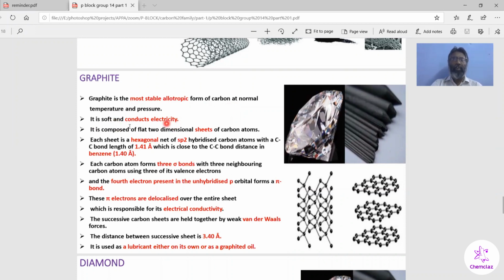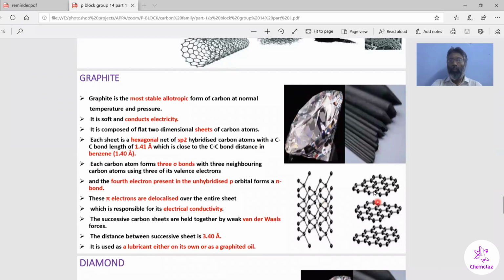Graphite has a flat two-dimensional sheet-like structure. Each sheet has a hexagonal network structure with sp2 hybridized carbon.